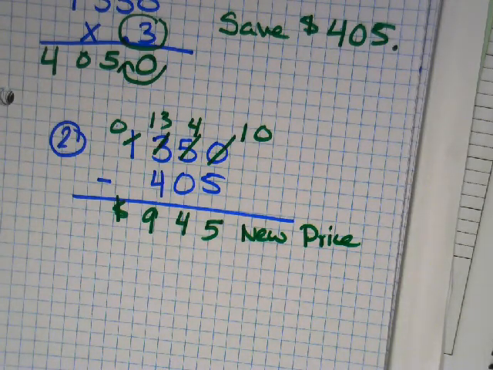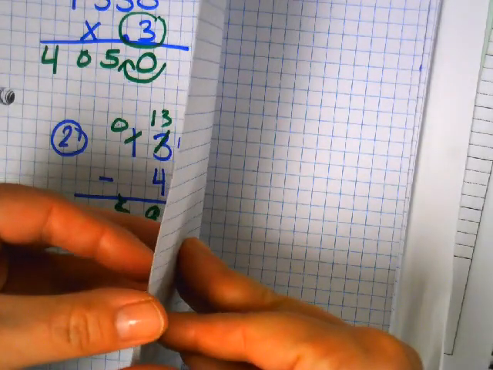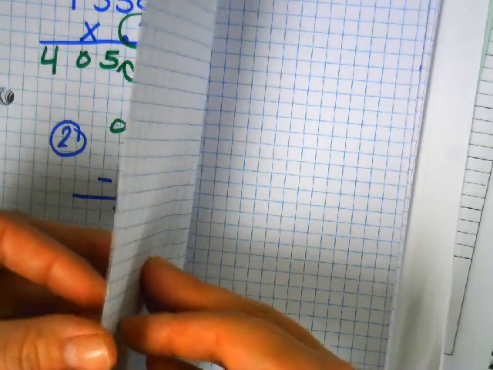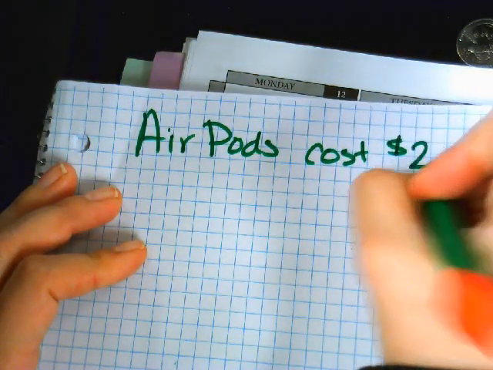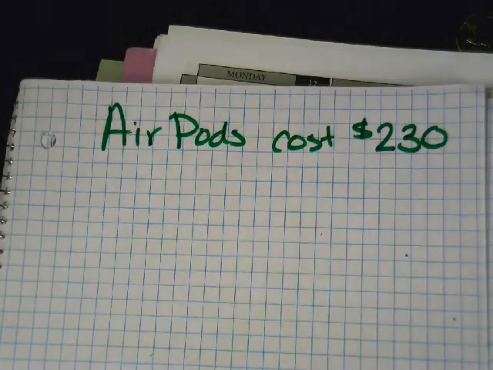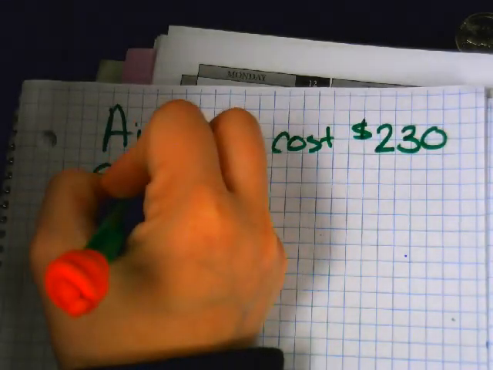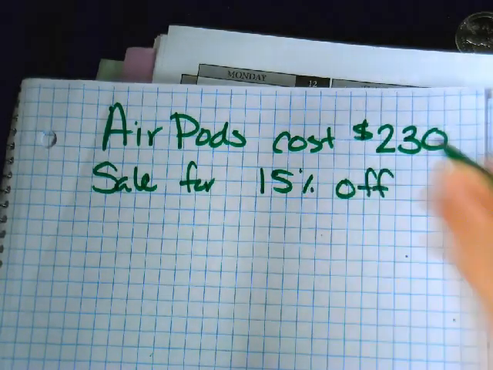All right, let's see. What else do we need? A fridge. All right, AirPods. AirPods cost $230, right? Okay. AirPods cost $230, but we're gonna say that they're on sale for 15% off.